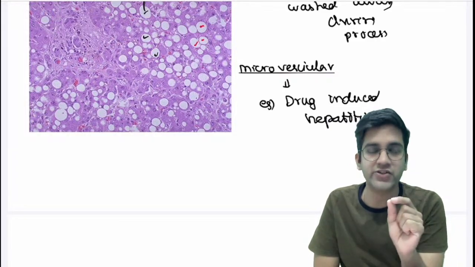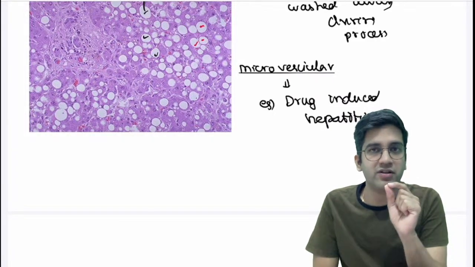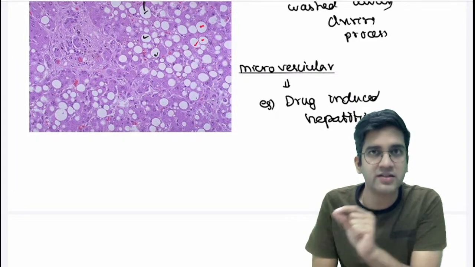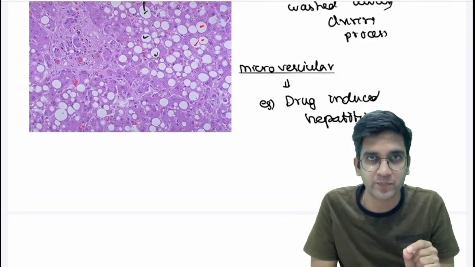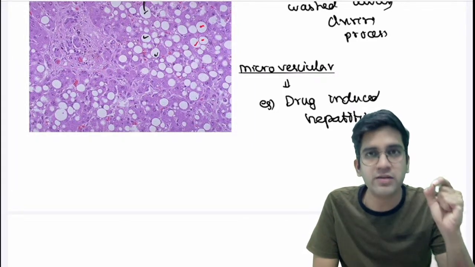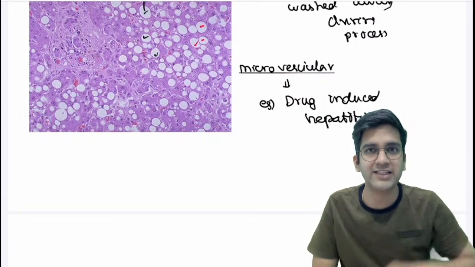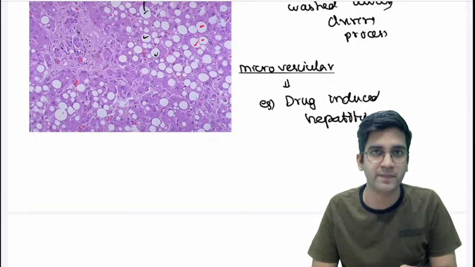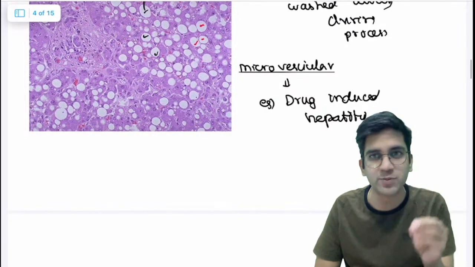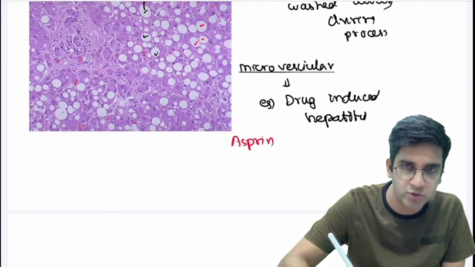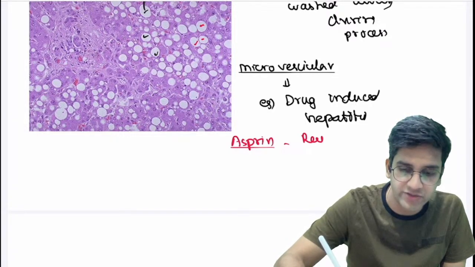I'll give a classical history. A child after a history of fever took this medicine. After taking this medicine, the child had hepatic failure. Very classical, you will see microvesicular steatosis in this child. What drug is that? It's one of the NSAIDs. The drug is aspirin. What syndrome is that? I'm sure you must have read about aspirin-induced hepatotoxicity and Reye's syndrome, right?